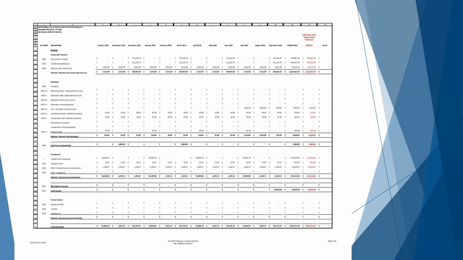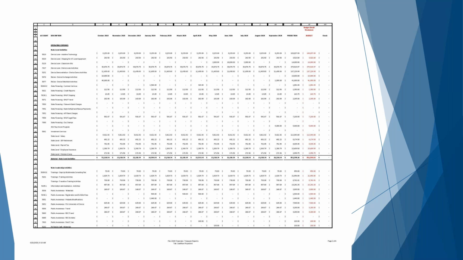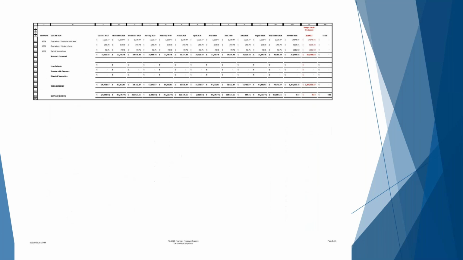This goes all the way through. This is the total revenue on this first page. And then we look at the state level activities, state leadership activities, operational, and surplus and deficit.